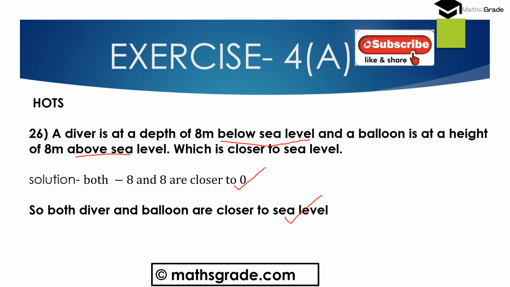0 is represented in the middle of the number line, and -8 and 8 are both closer to 0. -8 and 8 are equidistant from 0. So both diver and balloon are closer to sea level.